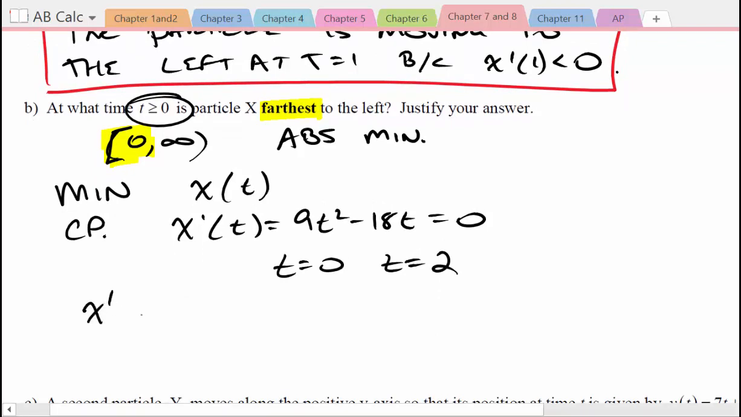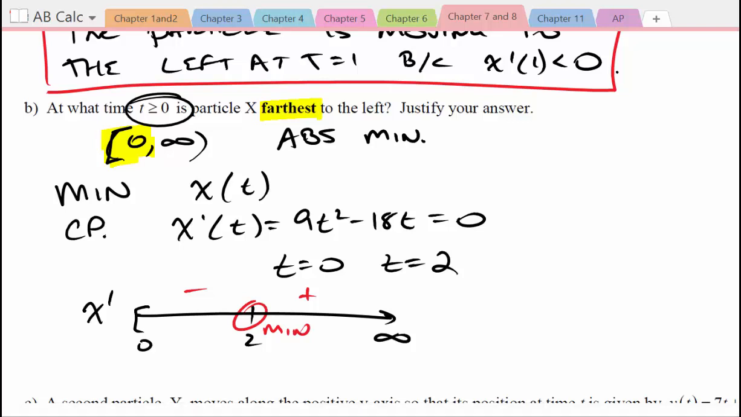We will make a sign chart of x prime. We plug things in. We get negative and positive. So what do you notice? There is a minimum here. But our justification cannot simply be that the derivative changes from negative to positive. No, we have to explain every single point. So our justification will say something like this.